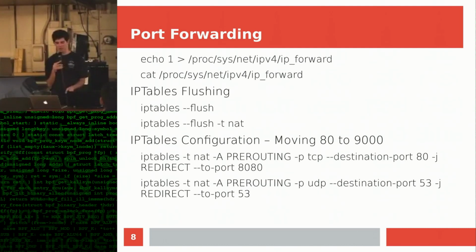We flush our IP table settings, and then we move port 80, where most HTTP traffic would normally take place, to a port that we can control. This might be port 9000, port 8080, something that we can specify that isn't necessarily required to adhere to the same standards of port 80, where HTTP traffic normally occurs.